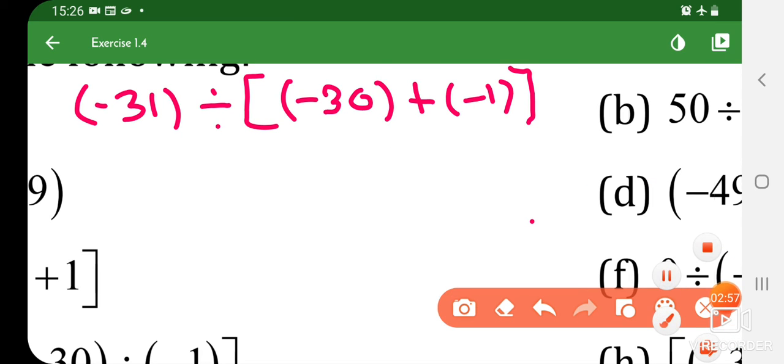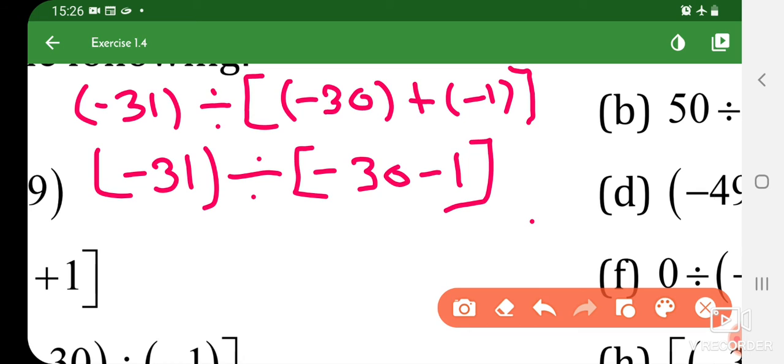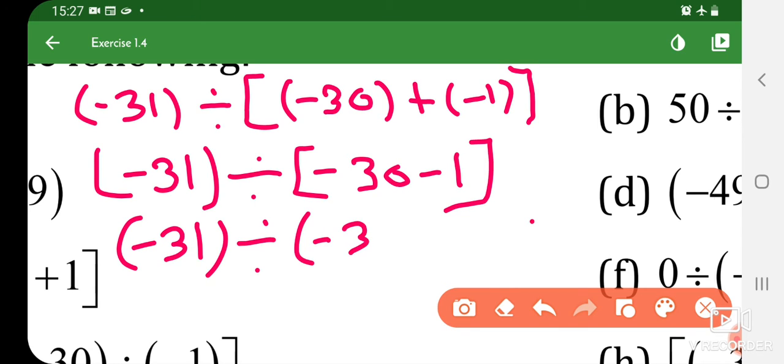Now the next question, minus 31 divided by, in the bracket, minus 30 plus, in the bracket, minus 1. This minus 31 as it is, because firstly we have to solve the bracket according to the BODMAS rule. This bracket, minus 30 as it is, plus minus is minus 1. And this minus 31 again as it is, divided by, minus and minus is plus. So here is minus 31. We have to add these numbers but put the sign of minus.